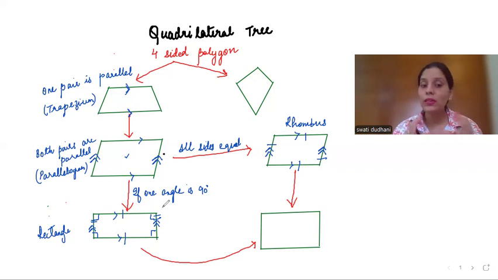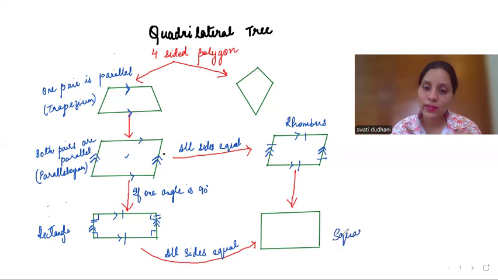So now coming to the rectangle. In a rectangle, opposite sides are equal and parallel, and all angles are 90. In addition to this, if I prove that all sides of a rectangle are equal, then that becomes a square. So this is a square with all sides equal, all angles 90, opposite sides parallel to each other. Okay, so this is a square.